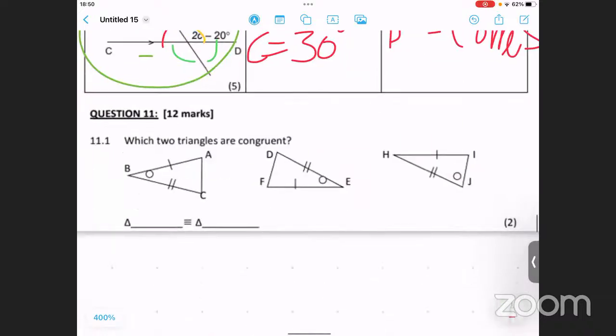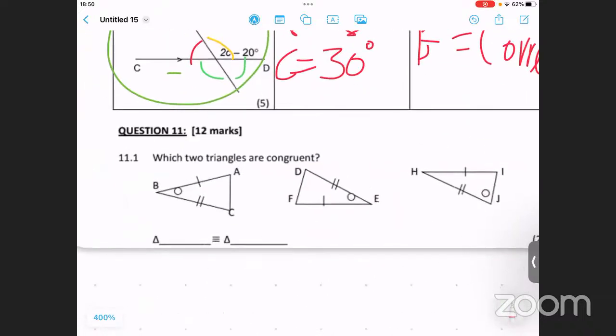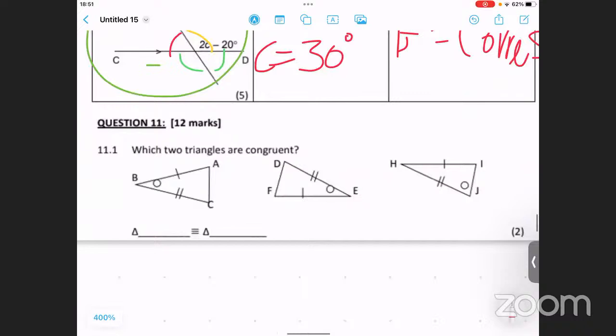Okay, cool. Let's look at question 11, 2 marks. Question 11 says, which two triangles are congruent? We have triangle ABC and triangle DEF and triangle HIJ. And before we get to answer this question, what's the difference between congruency and similarity of triangles?